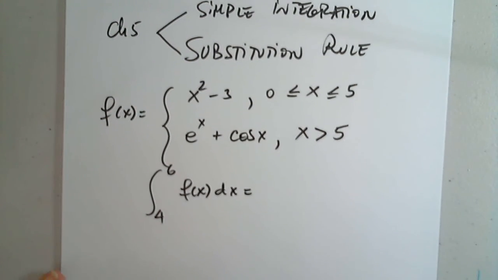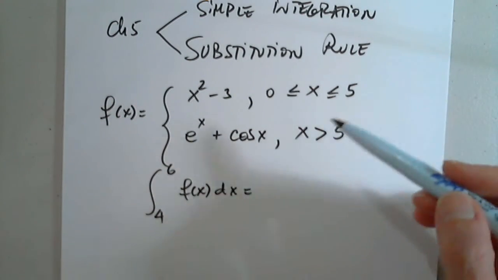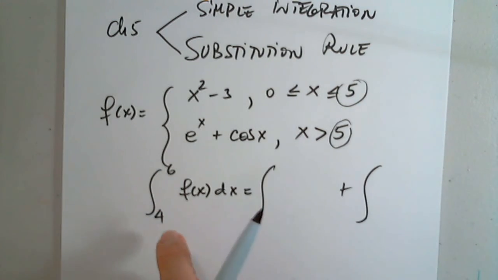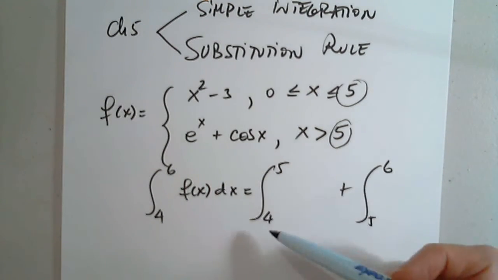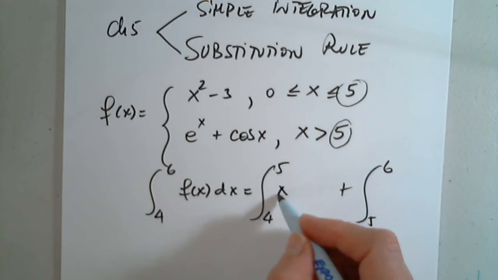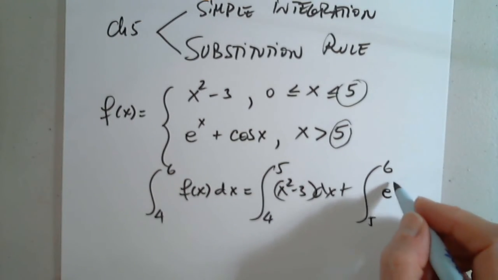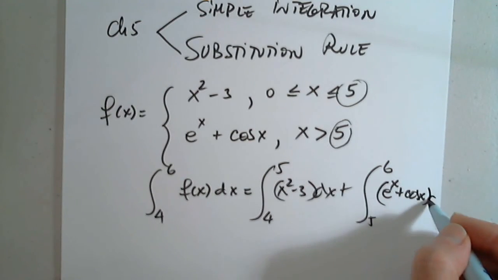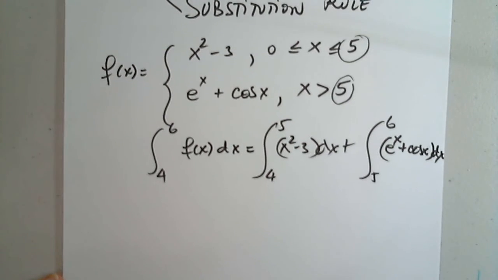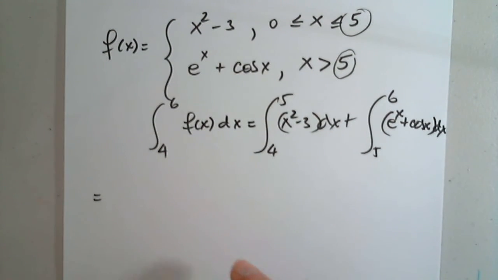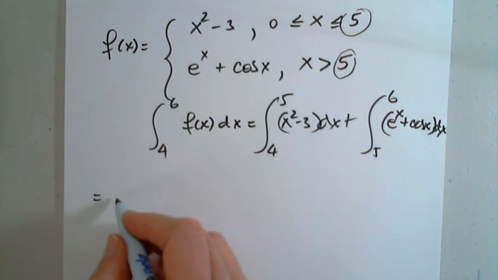This is one of the properties we just looked at. So obviously I have to break it at exactly 5. So I have two integrals, from 4 to 5 and from 5 to 6. The integral from 4 to 5 will be of x squared minus 3 dx. And the integral from 5 to 6 will be of e to the x plus cosine x dx. And let's continue. Let's finish up and determine this area. So the antiderivative of x squared. Can anyone give us the antiderivative of x squared?